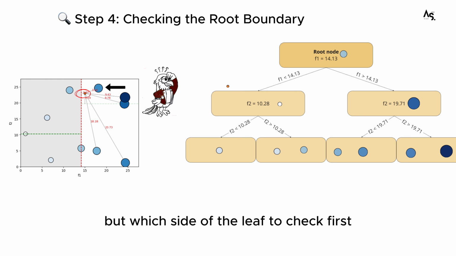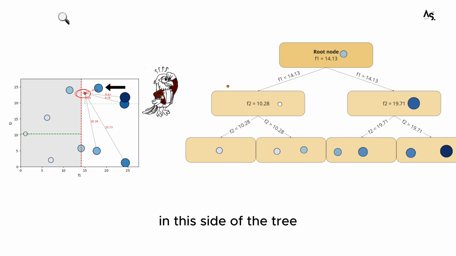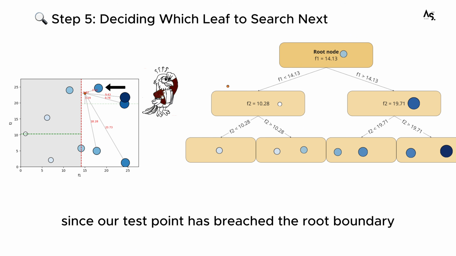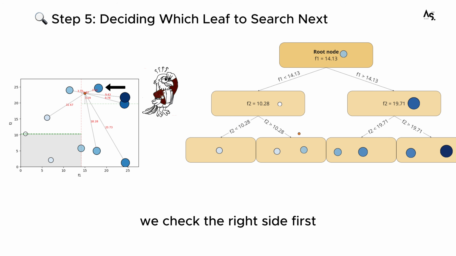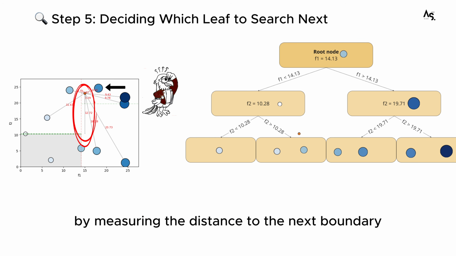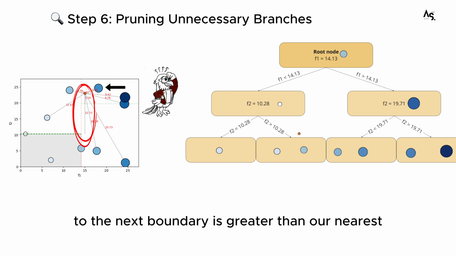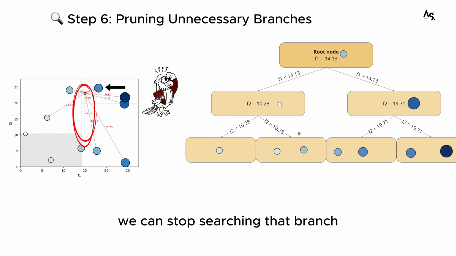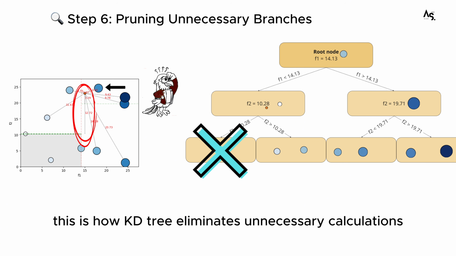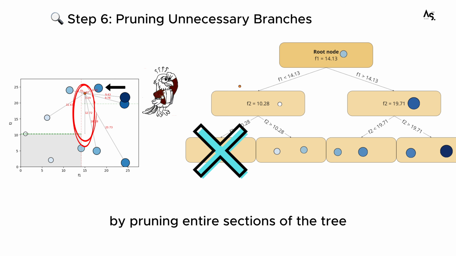But which side of the leaf to check first in this side of the tree? Since our test point has breached the root boundary, we check the right side first based on our test point's F2 coordinate. We now decide whether to continue by measuring the distance to the next boundary. If the distance to the next boundary is greater than our nearest neighbor so far, we can stop searching that branch. This is how KD tree eliminates unnecessary calculations by pruning entire sections of the tree.